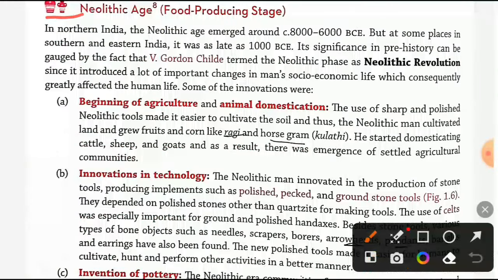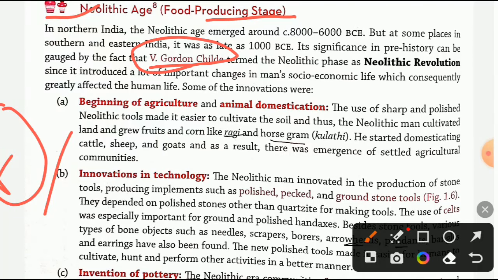Next is the Neolithic age. The Neolithic age was the food producing stage. So food production got started in the Neolithic. Very important. Its significance in prehistory can be seen from the fact that V. Gordon Childe termed the Neolithic phase the Neolithic Revolution. This is important. Childe gave the term Neolithic Revolution, where they got the knowledge of producing food, that is, the beginning of agriculture.